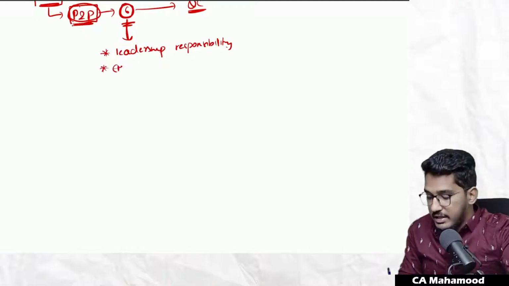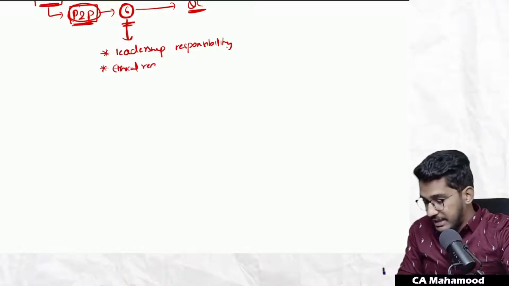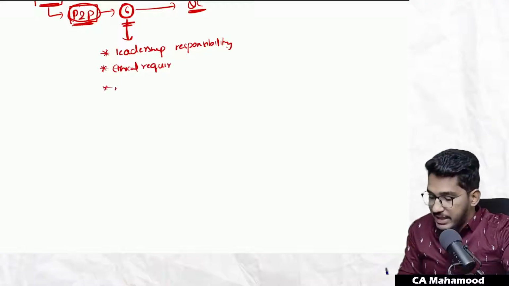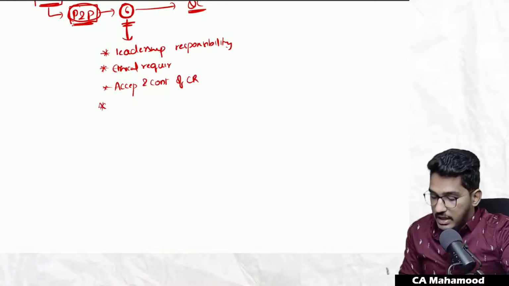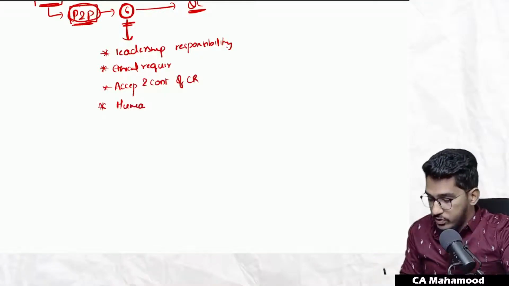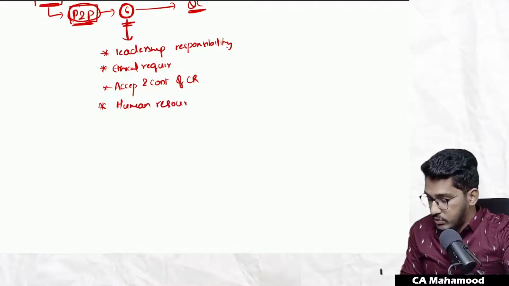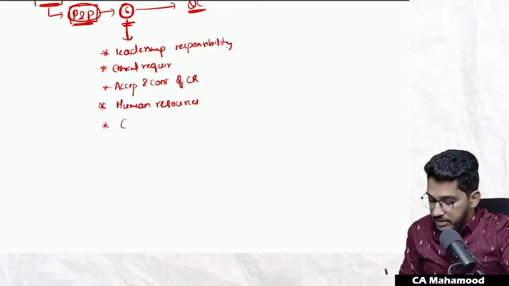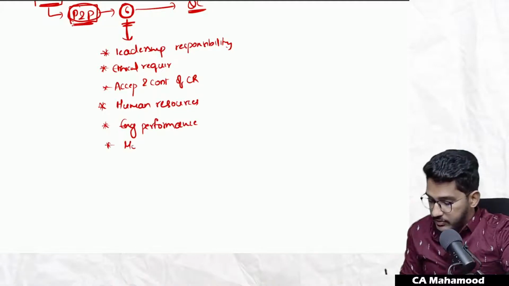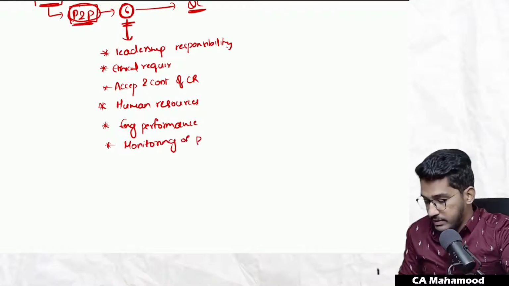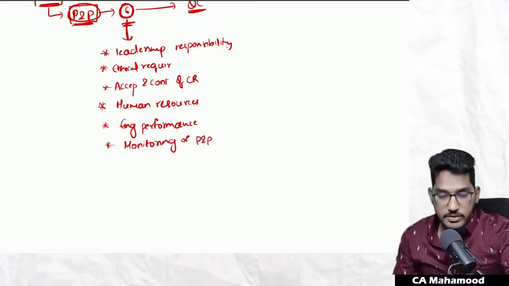Number 2, ethical requirements. Number 2 is what? Ethical requirements. Number 3, acceptance and continuation of client relationship. Number 4, human resources. Number 5 is engagement performance. And number 6 is monitoring of policies and procedures, quality control policies and procedures.